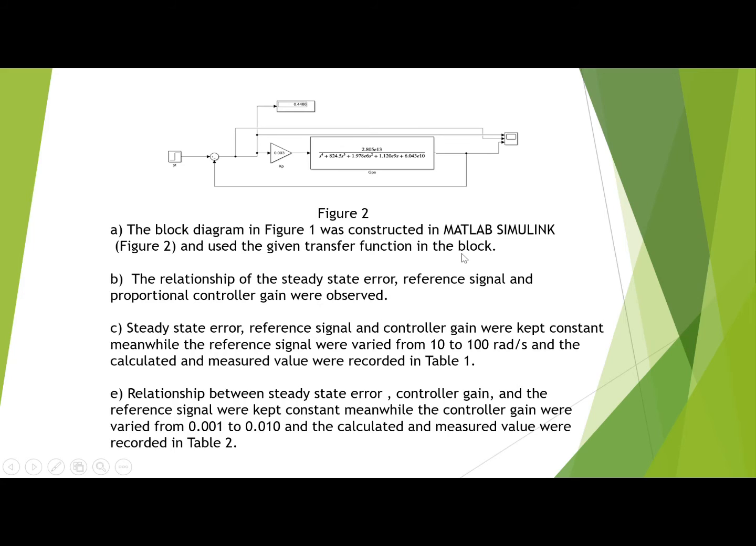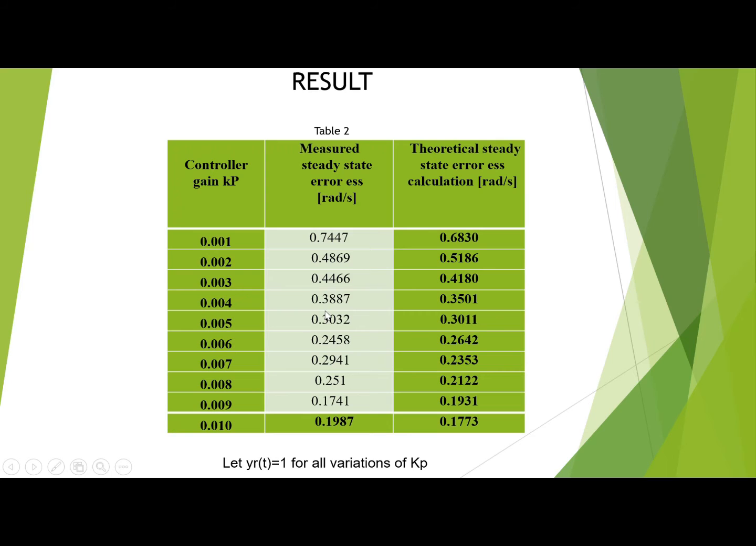The relationship of the steady-state error, reference signal, and proportional controller gain were observed. Controller gain will be kept constant, while the reference signal will vary from 10 to 100 radians per second, and the calculated and measured values were recorded in Table 1. For the relationship between steady-state error and controller gain, the reference signal will be kept constant. Meanwhile, the controller gain will vary from 0.001 to 0.010, and the calculated and measured values were recorded in Table 2.